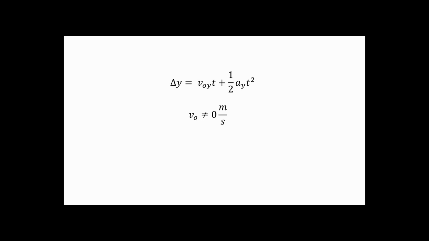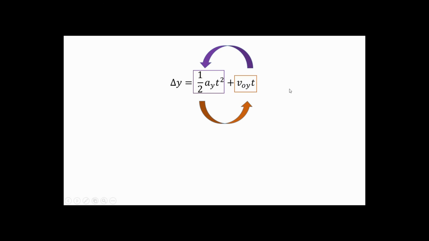Okay, so let's take a look at what we've got. As I said, the initial velocity is not equal to 0, so that term doesn't disappear. I'm going to do something weird. I'm going to take the term with the initial velocity and the term with the acceleration, and swap them around. So now it's the same equation, but I've got my displacement in the y equals 1/2 a_y times t squared plus v naught times t.